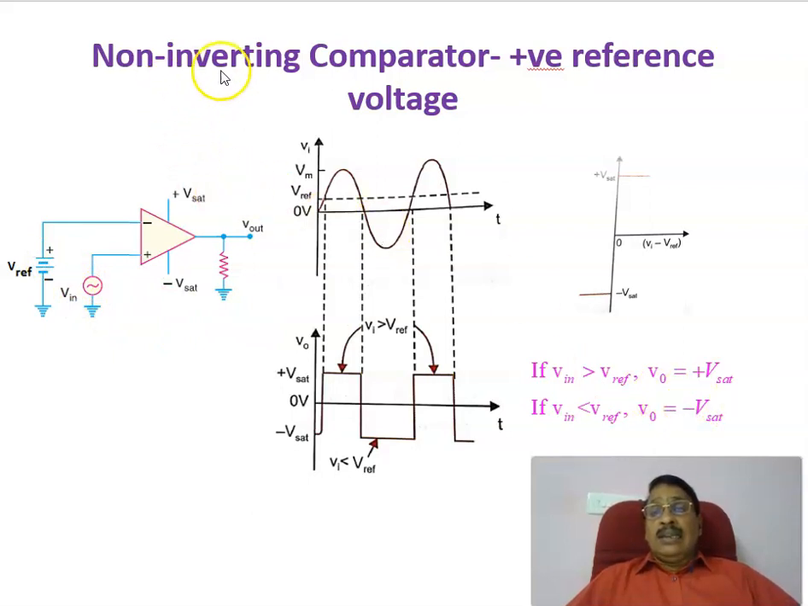Therefore, this is a non-inverting comparator because we are giving the input to the non-inverting terminal and the reference signal is given to the inverting terminal.